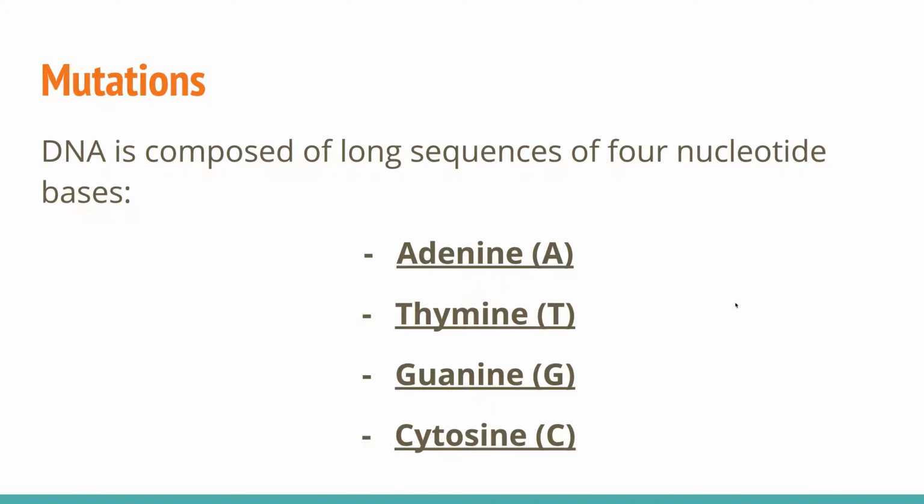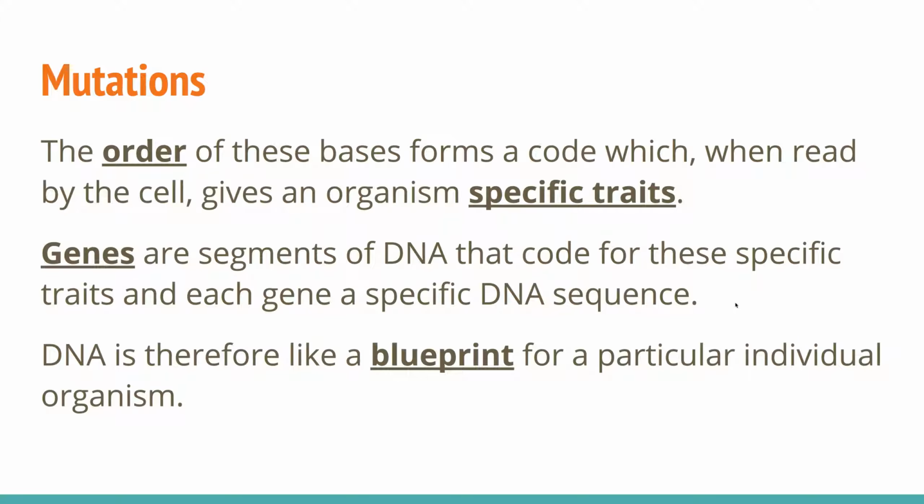Again, DNA is composed of sequences of 4 different nucleotides. Those nucleotide bases are adenine, thymine, guanine, and cytosine. So A, T, G, and C. So A's always will bond to T's, G's always with C's. The order of these bases forms a code, which, when read by the cell, gives an organism specific traits. Genes are segments of the DNA that code for specific traits, and each gene is a specific DNA sequence.